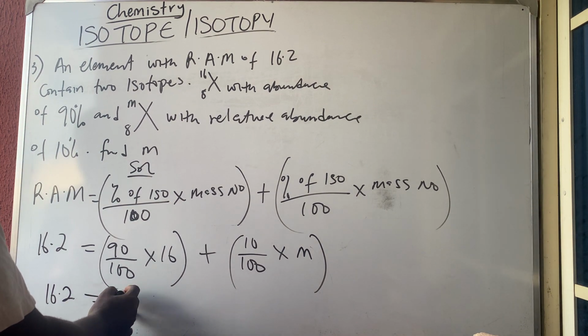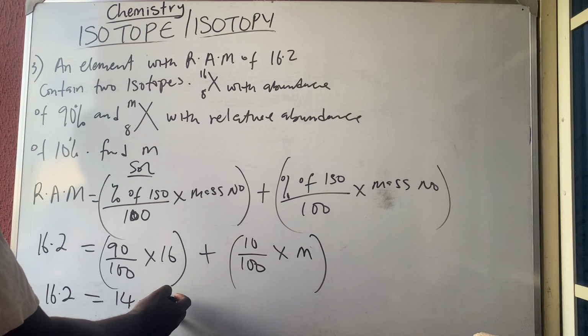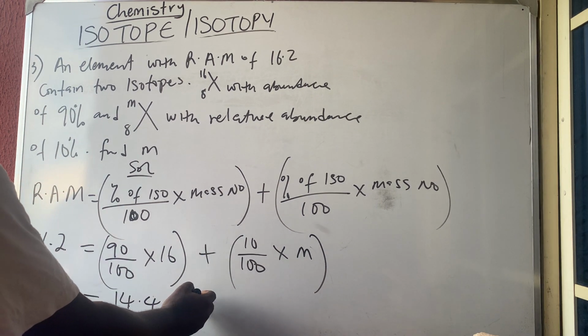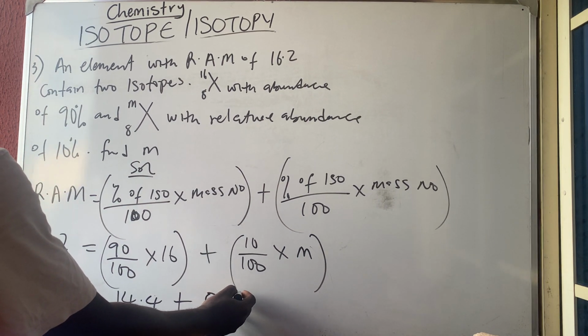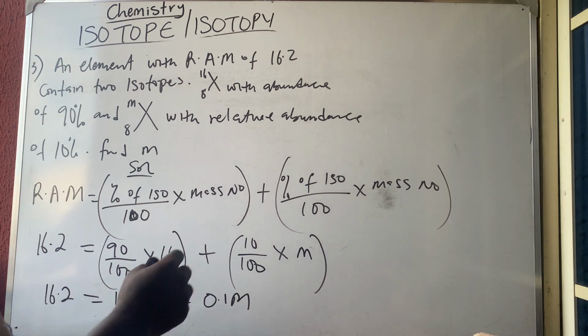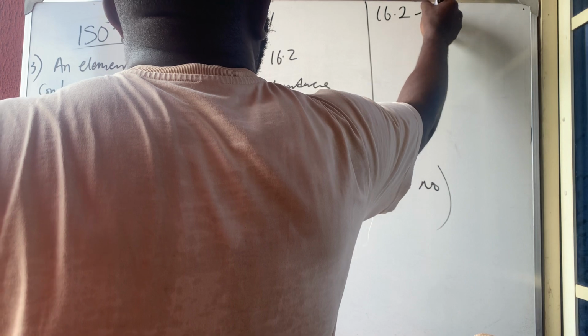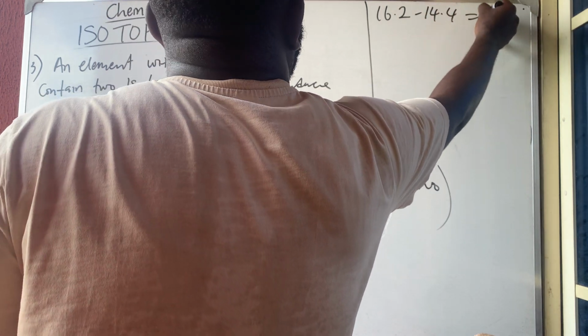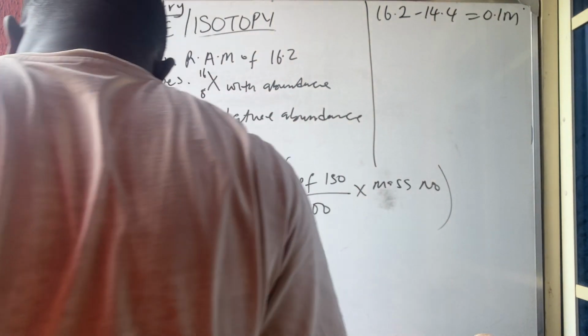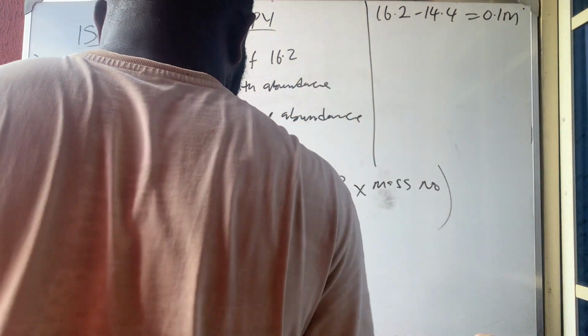16.2 is equal to, if you do here, you're going to get 14.4 plus, do this one, you're going to get 0.1 M. So if you collect like terms, let me finish it up here. If you collect like terms, you're going to have 16.2 minus 14.4 is equal to 0.1 M. So, they are going to have that.